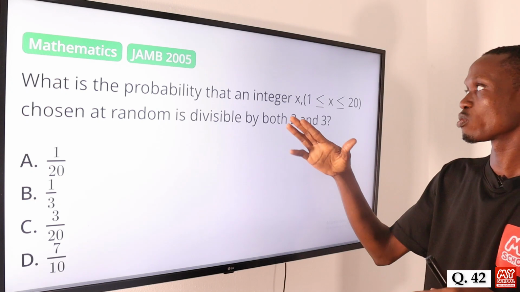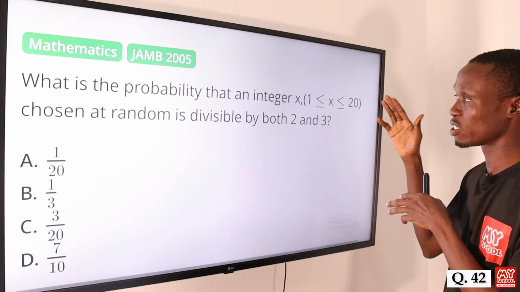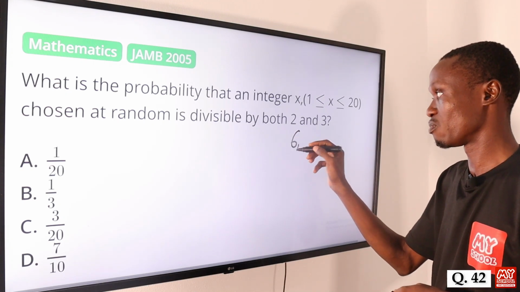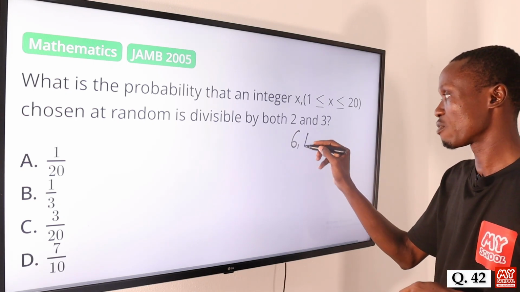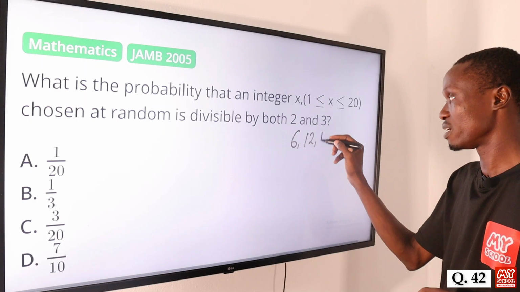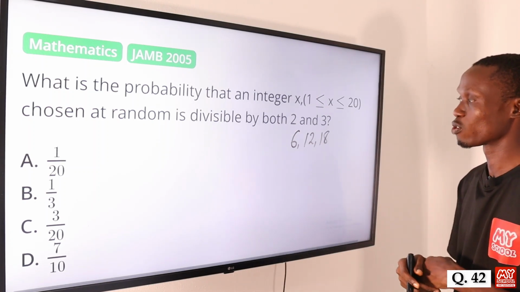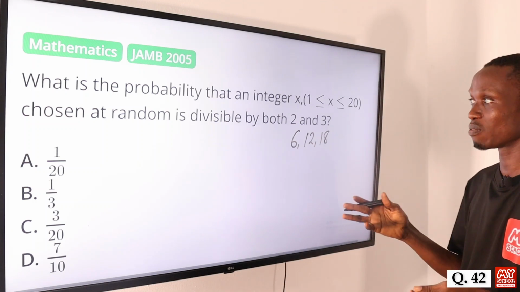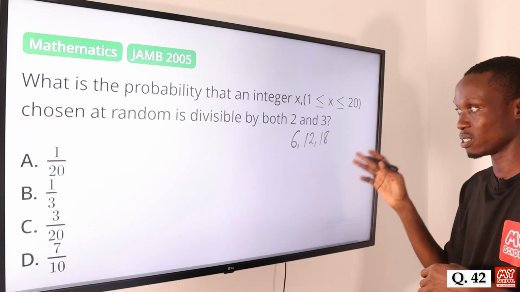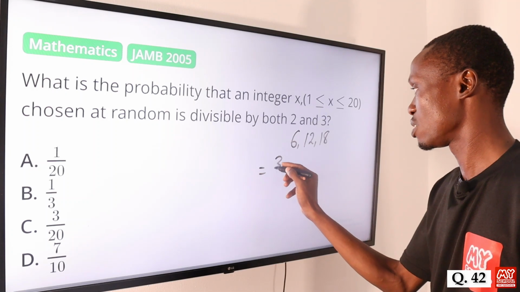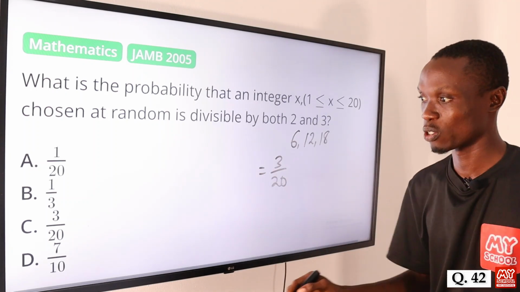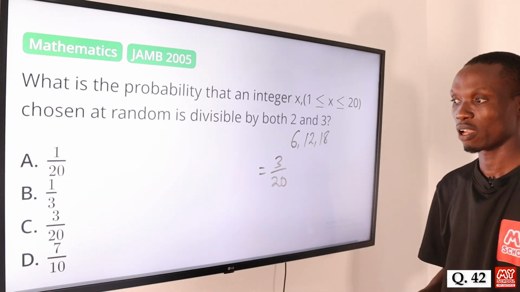Then, choosing from 1 to 20, the numbers that are divisible by 2 and 3 are: 6 is divisible by 2 and 3, 12 is divisible by 2 and 3, and 18 is divisible by 2 and 3. So the probability of choosing a number divisible by both 2 and 3 should be equal to 3 over 20. And that makes option C the correct answer to this question.